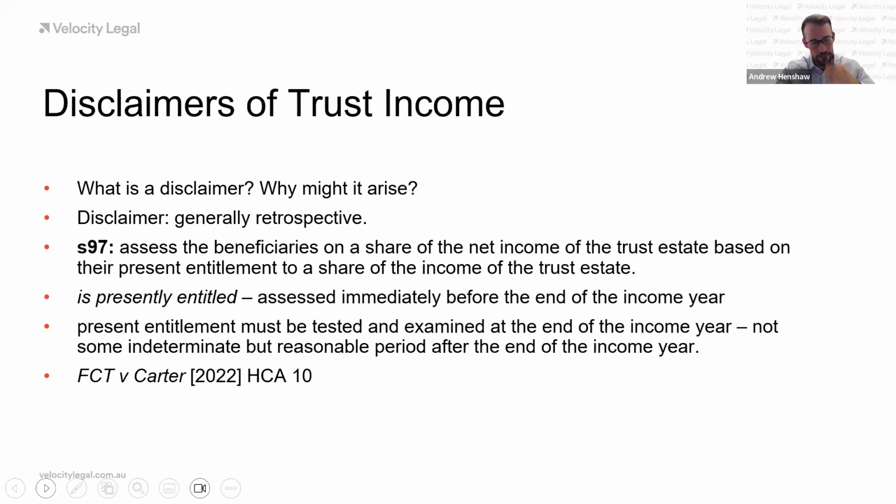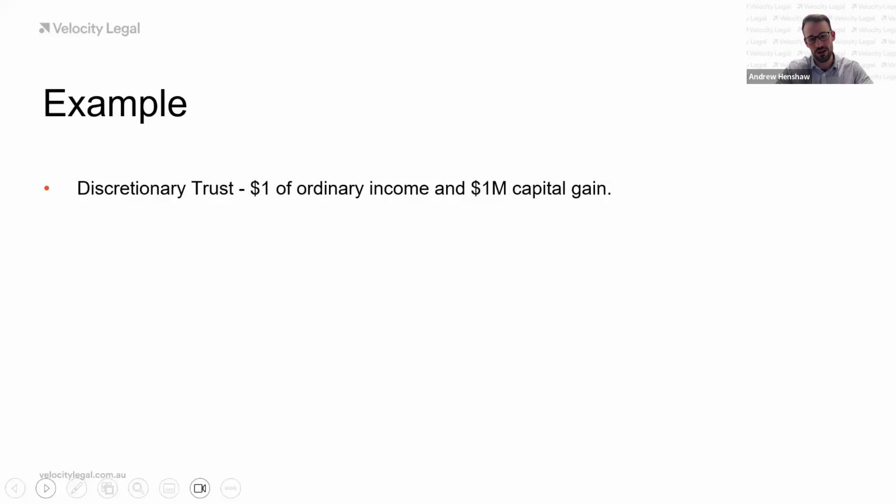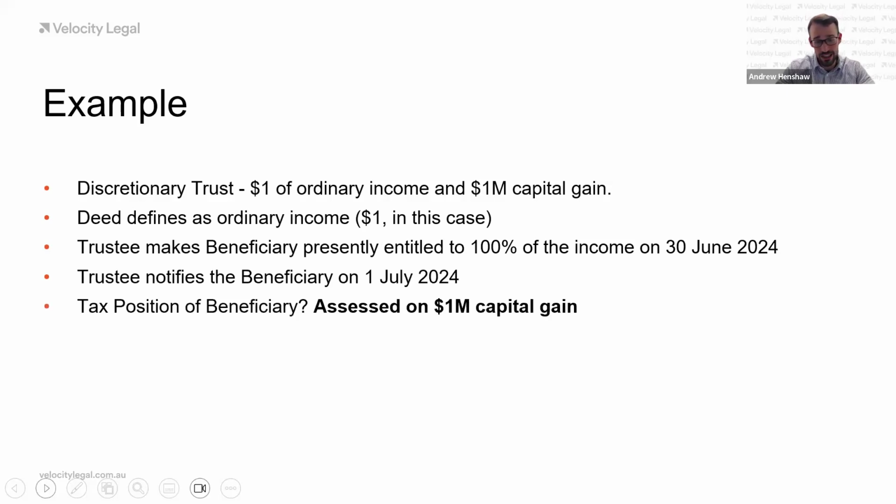And I've come up with an example that's extreme, so take it with a grain of salt. But in this example, we have a discretionary trust, $1 of ordinary income, $1 million capital gain. Deed defines income as ordinary income, so $1 is the trust law income. The trust makes a beneficiary presently entitled to 100% of the income. The trustee then tells the beneficiary about it on 1 July.